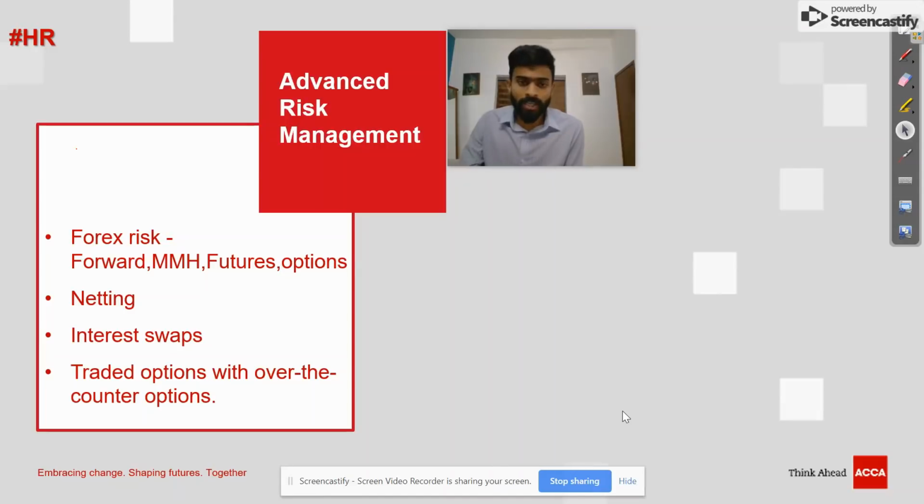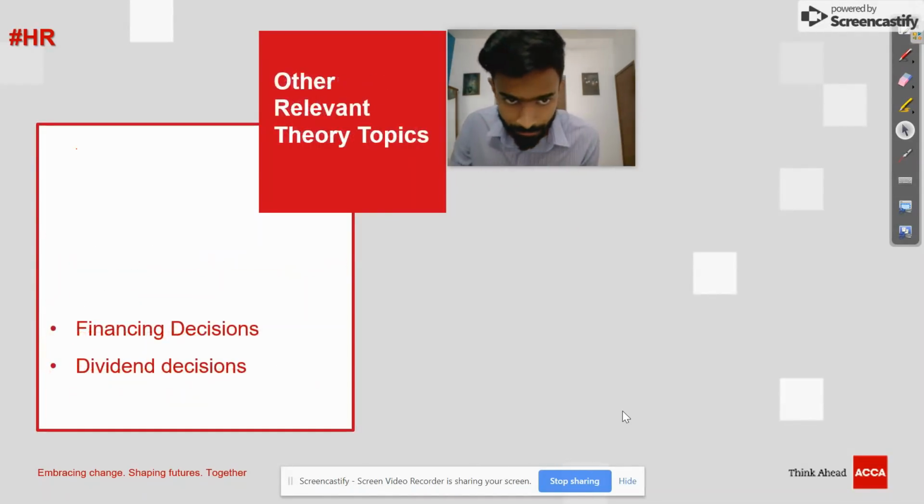So these are the topics that I'm expecting for the June 2019 exams. Other relevant theory areas are financing decisions and dividend decisions. Most of the time, either a financing decision or dividend decision is tested in all of the ACCA AFM papers. There are so many questions. I noted down the years also for financing decision.